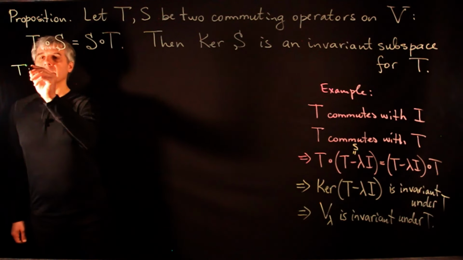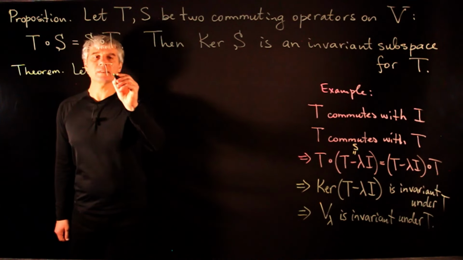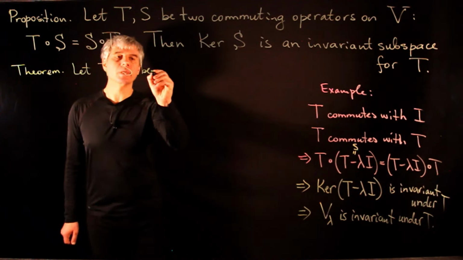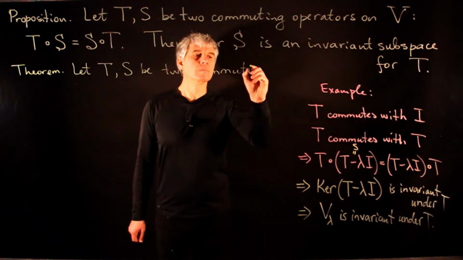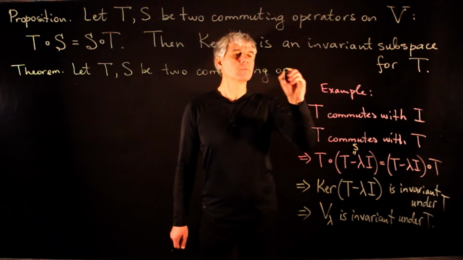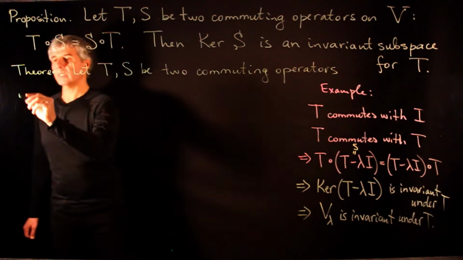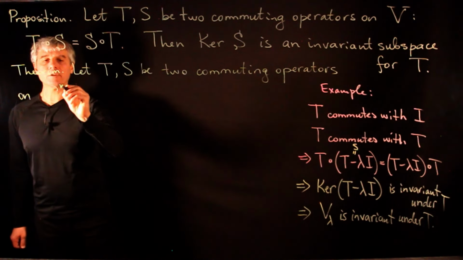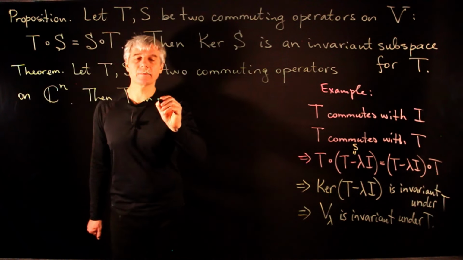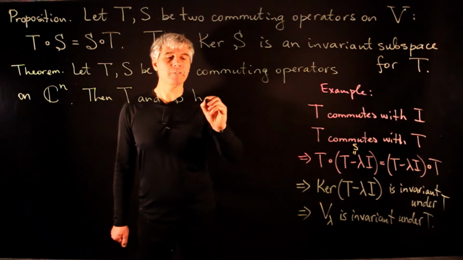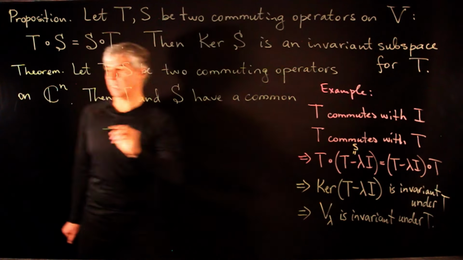Now let us state the following theorem. Let T and S be two commuting operators on complex vector space Cn. Then T and S have a common eigenvector.